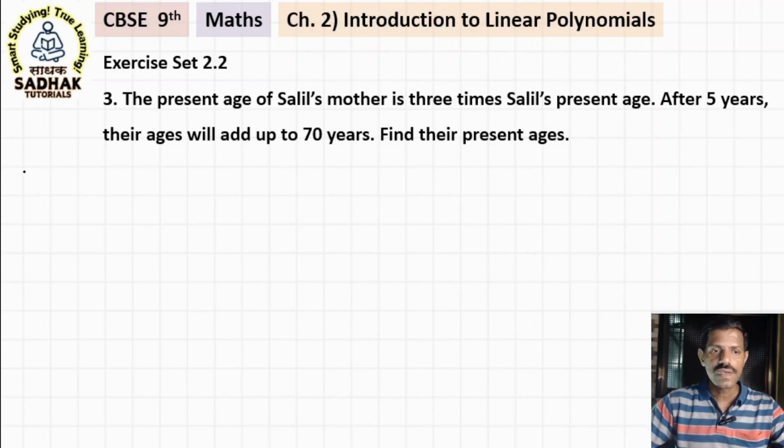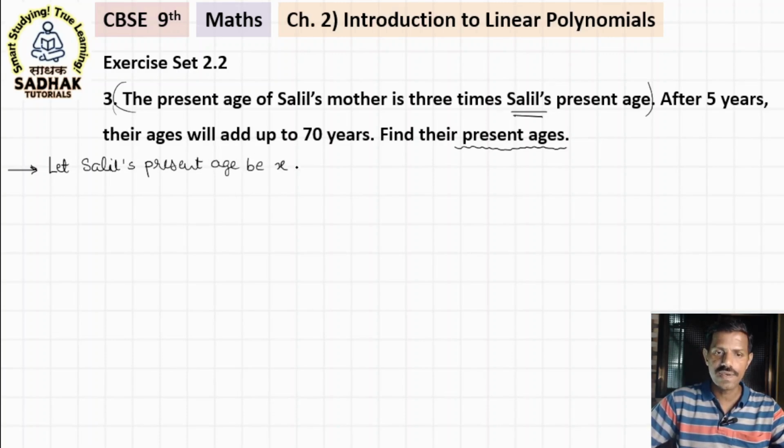So here, friends, the trick of solving these sums or word problems is that whatever we are asked to find out, we will take it as the variable. Okay. So here we can take the present ages of Salil and his mother as a variable. Here we can see in the first statement they are stating Salil's mother's age in terms of Salil's age. So that is why we will take Salil's present age as x. Okay. So that will be our first step. Let Salil's present age be x years.